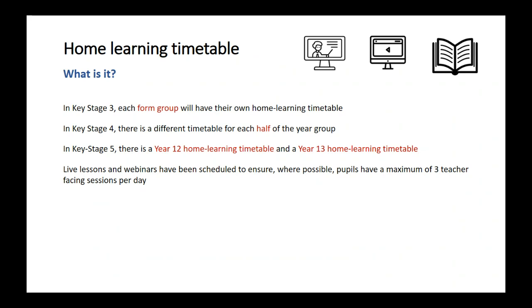So just a bit of background to what it looks like for each year group. In Key Stage 3, each form group will have their home learning timetable. In Key Stage 4, there's a different timetable for each half of the year group. And in Key Stage 5, there'll be a Year 12 home learning timetable and a Year 13 home learning timetable.